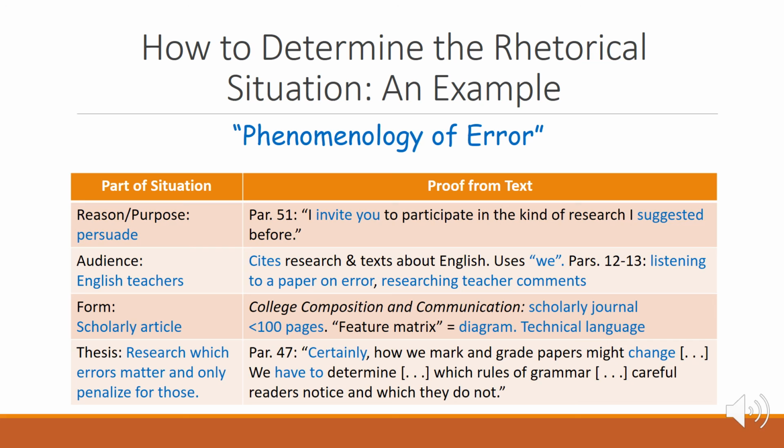Now finally, how do I know that the thesis is that English teachers should research which errors matter and only penalize students for those? Well, there's clues in several places, but remembering that looking at the end is a good place to look for a thesis, I looked in paragraph 47, and I saw that the author said, certainly notice the very opinionated language that the author uses there. How we mark and grade papers might change. Change, making a suggestion. We have to determine which rules of grammar careful readers notice and which they do not. So right there, the author is saying what we have to do and saying what changes might occur because of those things that we might do.